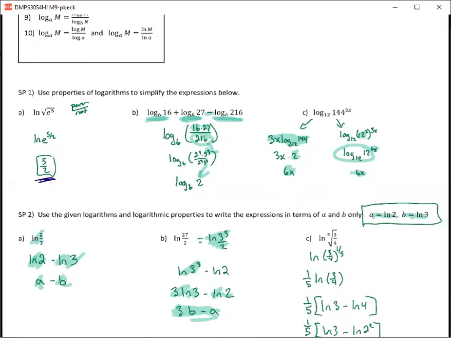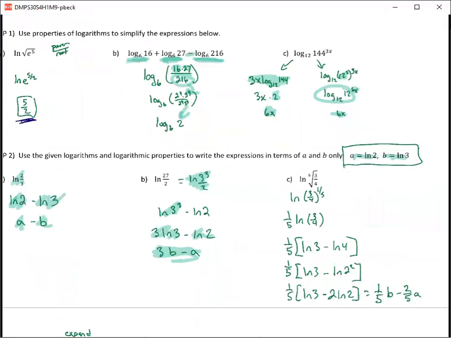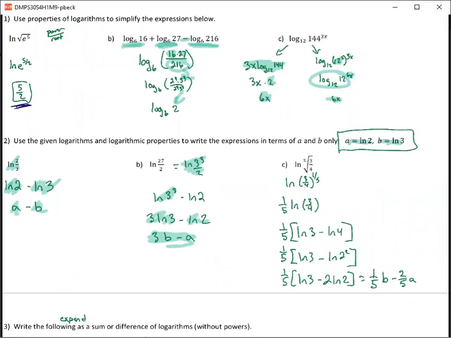Natural log of 3/4 to the 1/5 power. So I just went through a process here. I don't think it's the most efficient process that I've walked through, but first, write it as an exponent. Next thing I did was I brought that 1/5 out in front. And now we break up the natural log into the 2 different quantities. And 4 is 2 squared. So I could write what's inside the quantity as natural log of 3 minus 2 natural log of 2. Multiplying everything by 1/5, so 1/5 of b minus 2/5 of a.